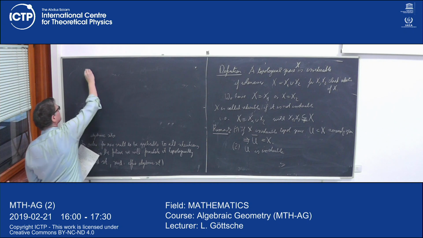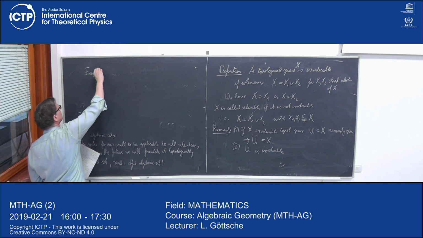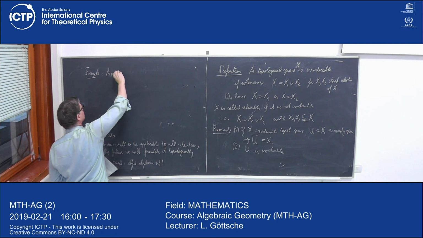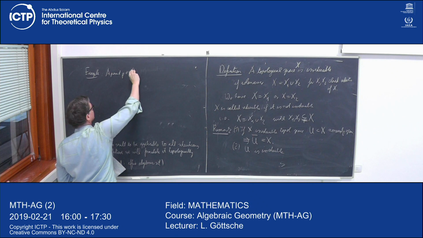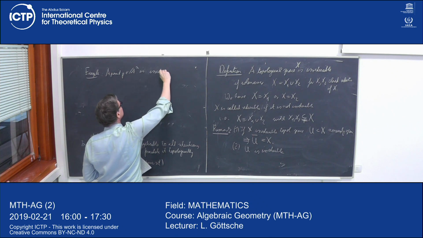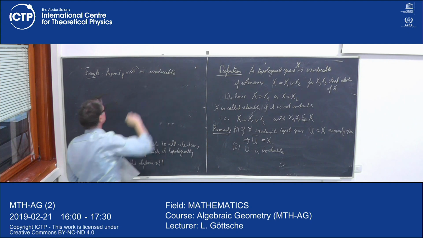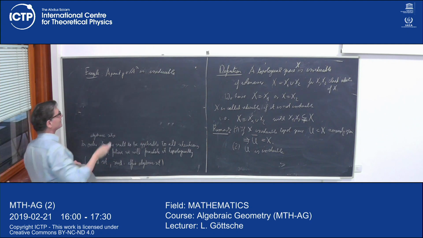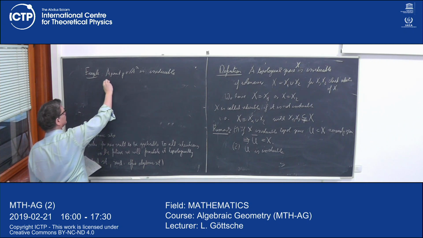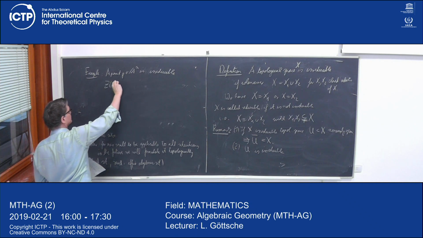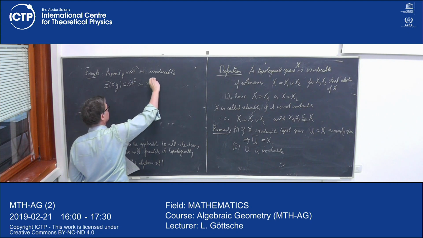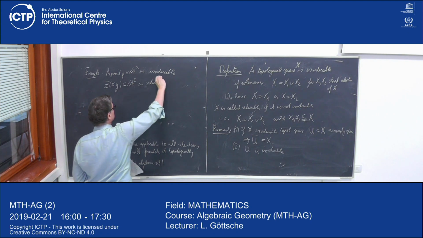So, as an example, we have seen that a point P in A^n is irreducible. That seems obvious, and you cannot write a point as a union of two things. If you take just this example, the xy subset of A^2 is reducible.